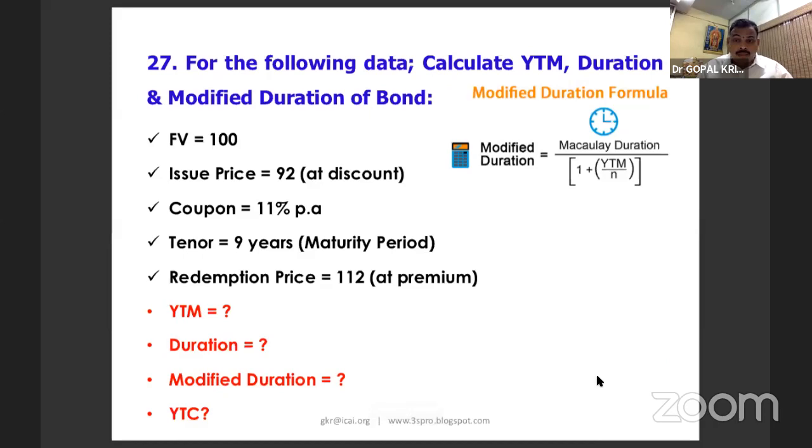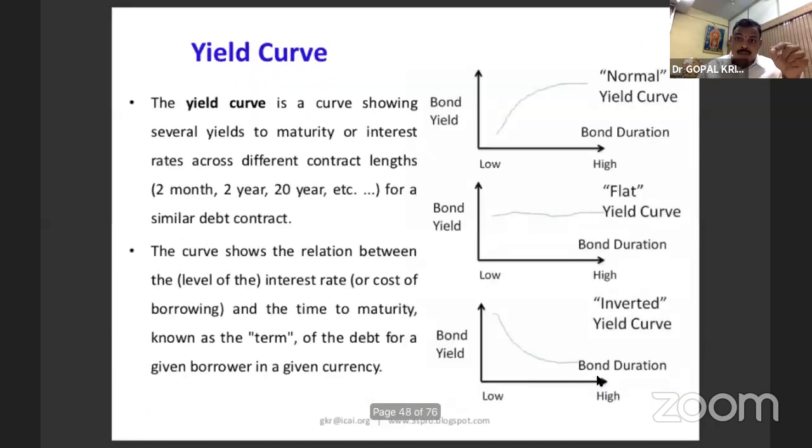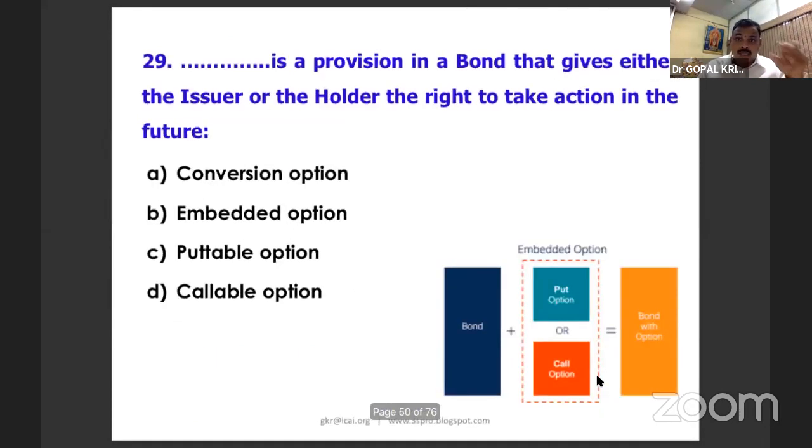Sometimes it will be a put option bond also. That means the option will be with the holder. So after 3 years, the holder can sell the bond to the company, anytime from the 3rd year to the 5th year. So that is a bond with a put option or a call option. We call it a bond with an option, or an embedded option.